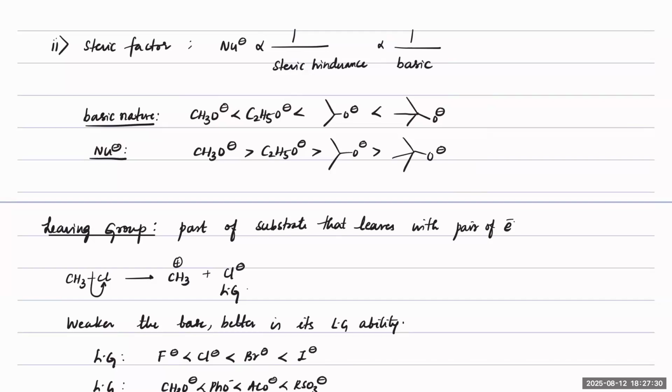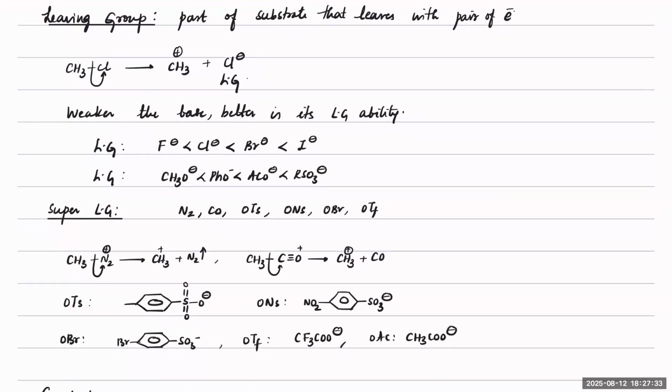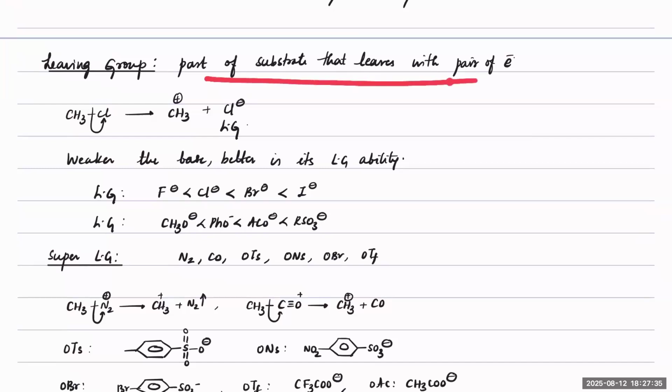Done? Yes, sir. Next, leaving group. The part of the substrate that leaves the substrate is called the leaving group. For example, CH3Cl. The Cl part is the one which is leaving and creating a carbocation or maybe a delta positive charge. It may not be completely creating a carbocation, yet it is the delta positive charge which we are getting. Clear? So the group which is leaving, giving a delta positive charge or complete positive charge, is called the leaving group.